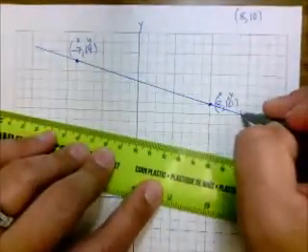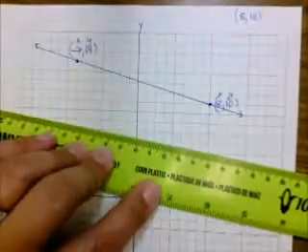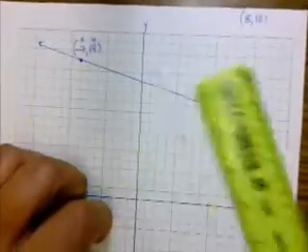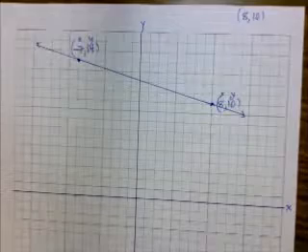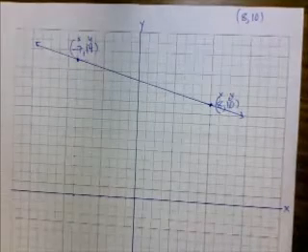Okay, and then, of course, I'm going to put arrows on this because it doesn't tell us whether it's a line segment or a line. Line segments end and lines continue on. But it wants us to say what is the slope.